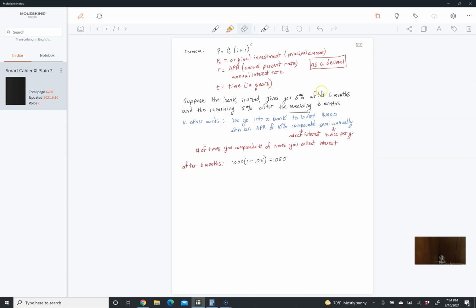Okay, the 0.05 came from taking the 10% and dividing by 2. Because over the course of the year, we're still getting 10%. But that means that after every 6 months, we're only getting 5. So we get 5% the first time, 5% the second time. That totals 10%. Okay, so that's how much we have after 6 months. Let's look at how much we have after 1 year.